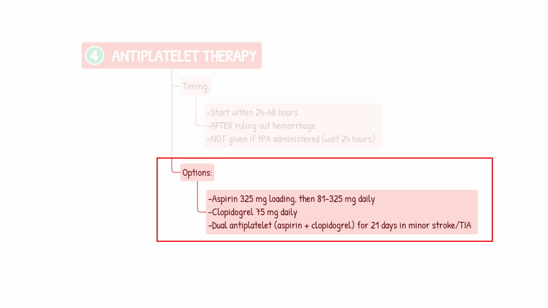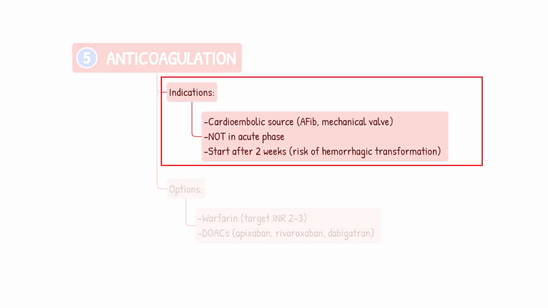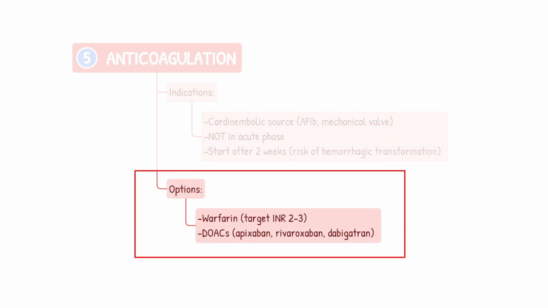Anticoagulation is indicated for cardioembolic sources, such as AFib or mechanical heart valves. However, do not start anticoagulation in the acute phase. Wait at least 2 weeks due to the risk of hemorrhagic transformation. Options include warfarin with target INR of 2 to 3, or direct oral anticoagulants, including apixaban, rivaroxaban, or dabigatran.